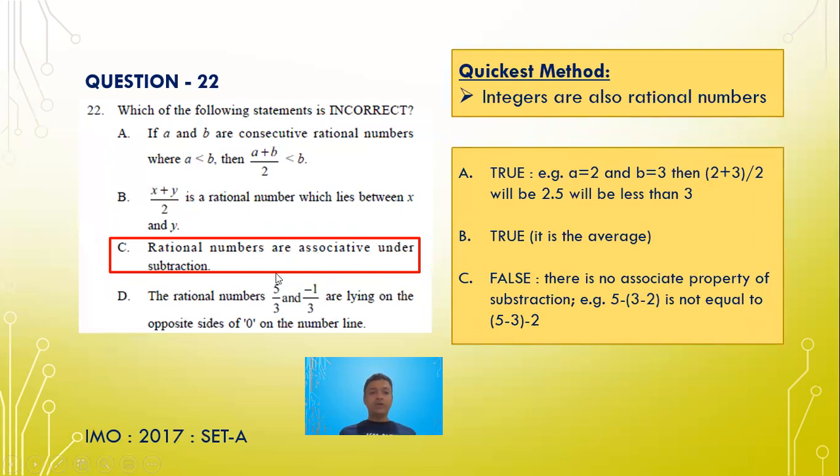Rational numbers are associative under subtraction, which is false, isn't it? There is no associative property of subtraction. 5 minus (3 minus 2) is not equal to (5 minus 3) minus 2, isn't it? Because 5 minus, what is 3 minus 2? 3 minus 2 is 1. 5 minus 1 is 4. But what will the other be? 5 minus 3 is 2. And what is 2 minus 2? 2 minus 2 is 0, isn't it? And 4 is not equal to 0. So there is no associative property of subtraction. There is associative property of multiplication and addition, but not subtraction.